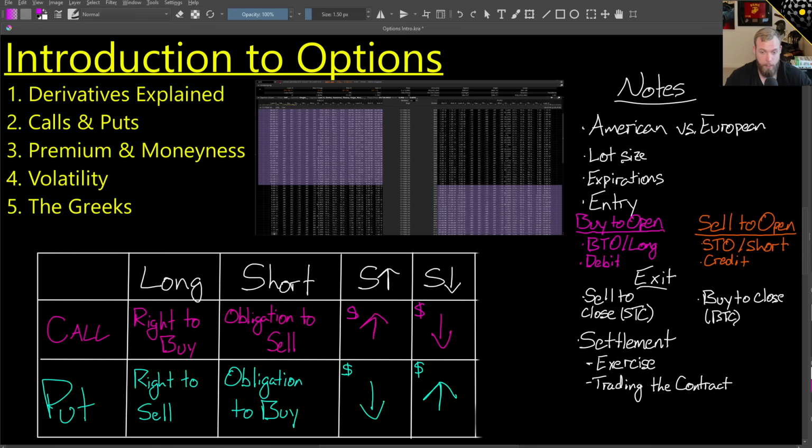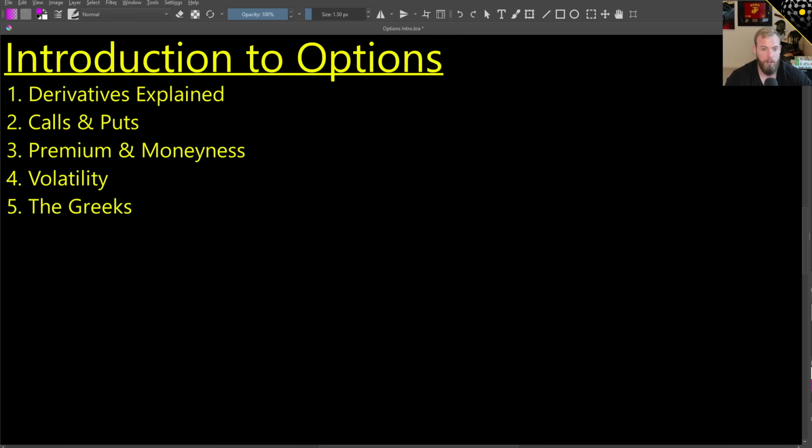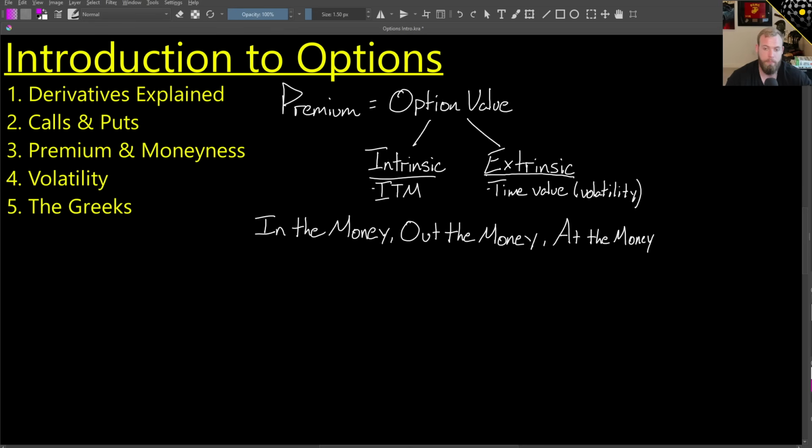All right, I would take a pause here if I were you, and then we're going to move into premium and moneyness. I think the main thing for you to be able to answer in this section is: what is a call? What is a put? How do calls behave when the underlying goes up and down, how do puts behave when the underlying goes up and down, and then those other two questions I just shared with you. All right, next up, we have premium and moneyness.